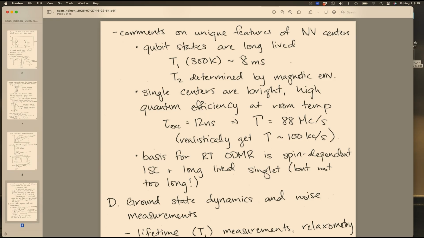I mention this because there's also a lot of work, including in my group, on things like rare earth ions. And those have a lot of nice properties, not the room temperature stuff, but you can do state preparation, optical readout, and a lot of things, but they are not very bright. So there's some selection criteria that these things actually have to be practical.